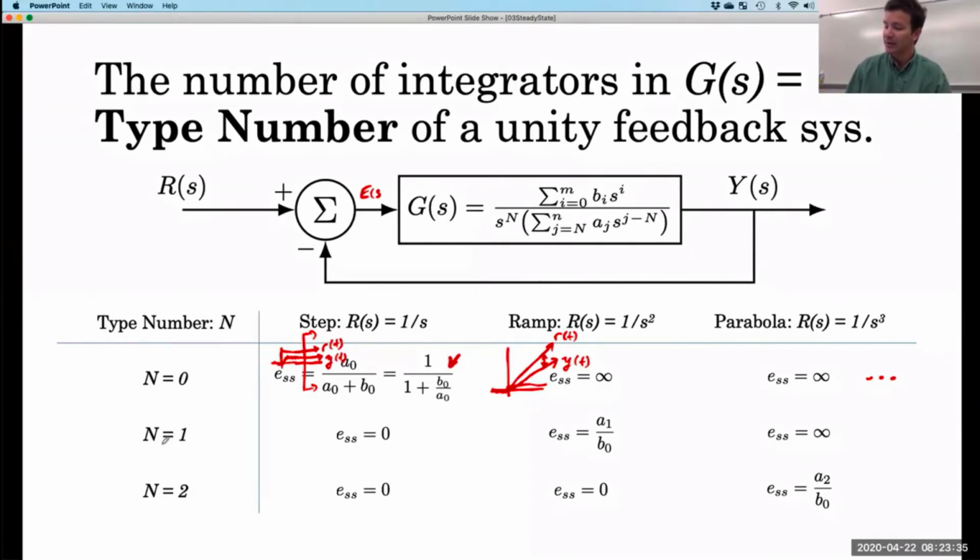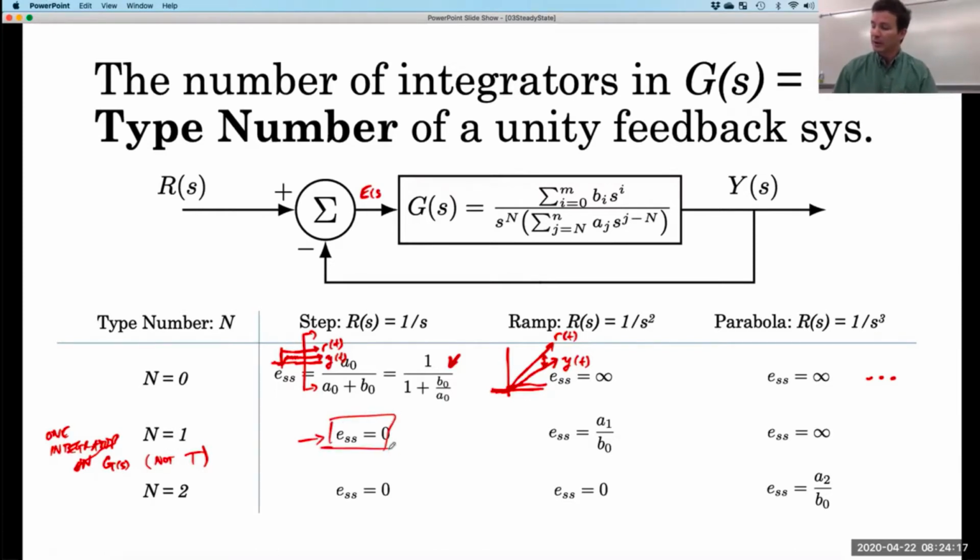Let's talk about a system with one integrator. So this is one integrator in G, not T, the closed loop transfer function. Okay, so the result from last lecture was that if that A0 term coefficient is 0, then the error in steady state is 0. And if A0 is 0, then that's equivalent to having one integrator. And so this is what we proved last time.